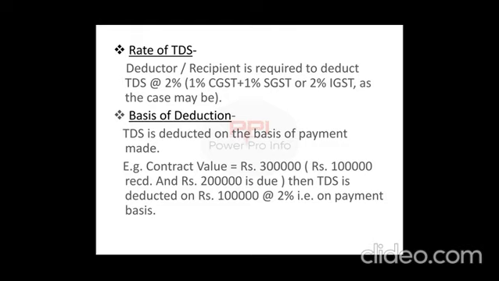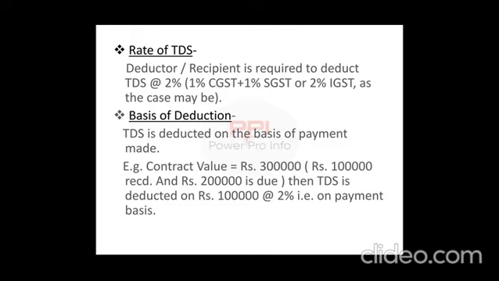Now, what's the basis of deduction? In income tax, TDS is deducted sometimes on payment or credit basis, whichever is earlier. But under GST, TDS is deducted only on the basis of payment made.